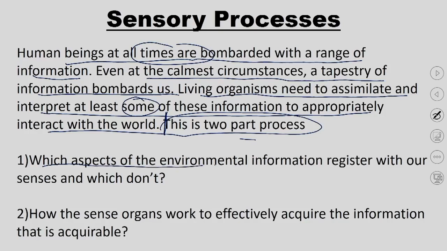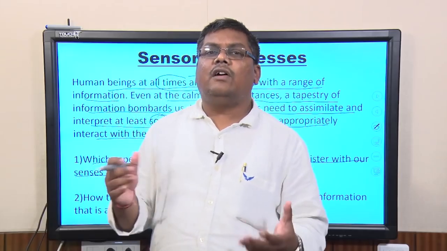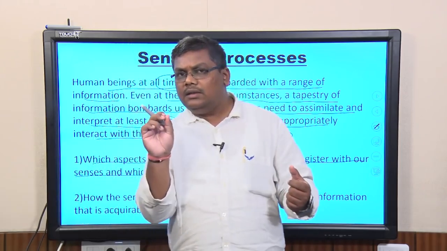Number one, which aspects of the environmental information register with our senses and which do not? One problem with sensation is which aspects of the sensory stimulus we actually read. It is very difficult to answer this question with the present knowledge, because it is beyond the scope of this lecture. Since this is a very introductory lecture on psychology, it is difficult to tell you what aspects of the environmental information register with our senses and which don't. But I will definitely give you an outlook of how this problem is solved.